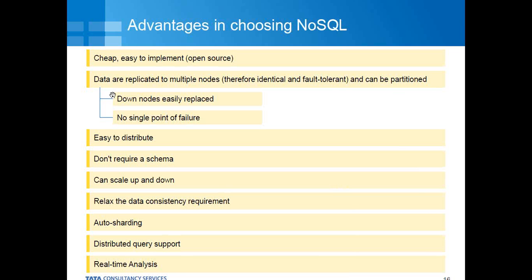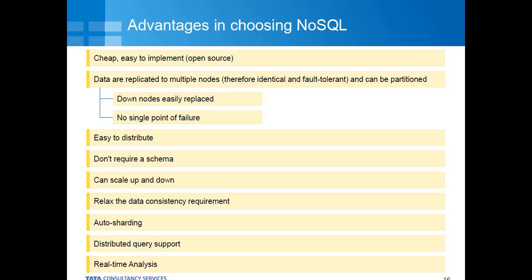And the next one is the scalability feature. The data is replicated to multiple nodes, so it can be easily partitioned, and also the data can be replicated across multiple nodes. And this also gives another important thing, that it has no single point of failure. Like I said, sharding is easy, so it becomes easy to distribute the data across multiple servers.